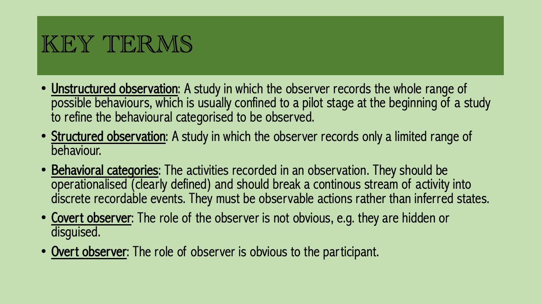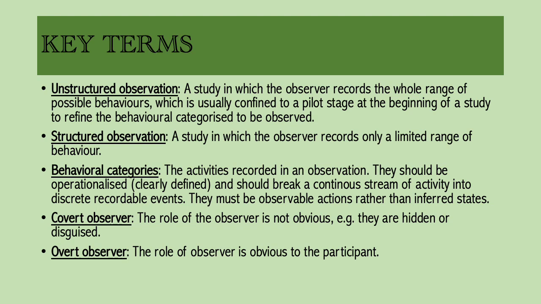So unstructured observation means they just observe any possible behavior. Whatever the participants are doing, those are the ones that they record. Usually they do this at the beginning of the study to categorize the behavior that they want to look at in the real studies, just to find out what the common behavior is that they will see during that observation. So unstructured means recording any possible behavior.